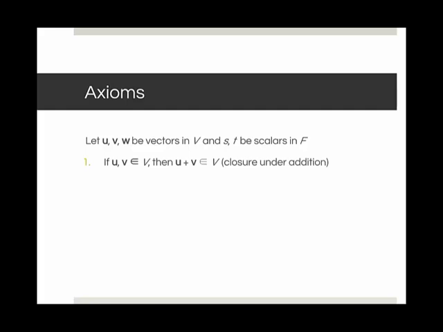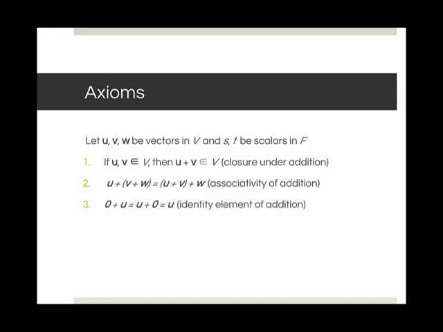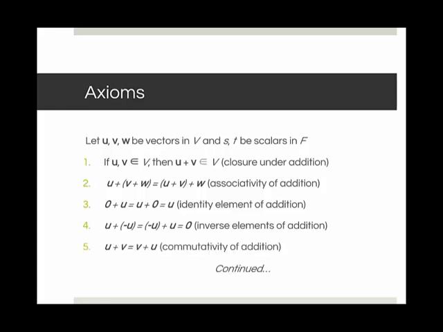The first axiom we're going to need is closure under addition. The second axiom we're going to need is associativity of addition. For the third axiom, we are going to need an identity element for addition. For the fourth axiom, we are going to need elements to have inverses for addition. And for the fifth axiom, we're going to need commutativity of addition. Now we still have a few more axioms to go to be a vector space, but if you look at the set V and the addition operation, you can see that V is an abelian group under addition.